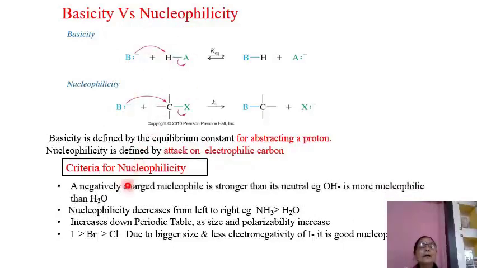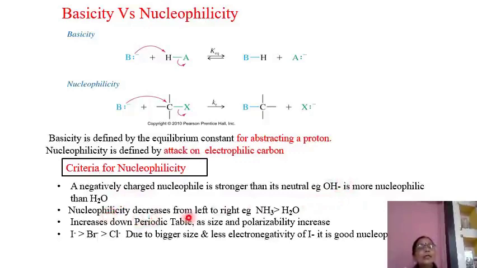There are certain criteria for nucleophilicity. That means, if OH negative is there and if water is there, which is more nucleophilic? Now here, the rule is that if a negatively charged nucleophile is there, the negatively charged nucleophile is stronger than the neutral one. Therefore, in this case, OH negative is a negatively charged nucleophile and water is neutral. Therefore, the negatively charged species is more nucleophilic. Therefore, out of OH negative and water, OH negative is more nucleophilic than water.